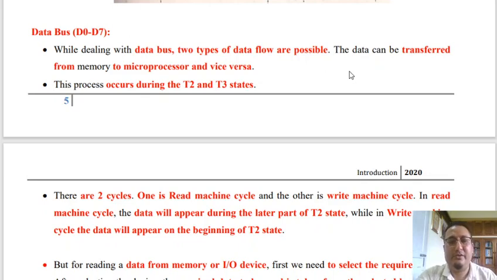Again, I'll repeat it. Using the data bus, there are two types of flows that are possible: the data is transferred either from the memory to the microprocessor or from the microprocessor to the memory. Now, the data transfer happens during the T2 and T3 states. Always remember, the data transfer happens during the T2 and T3 states, because in the T1 state, AD0 to AD7 will act as A0 to A7.